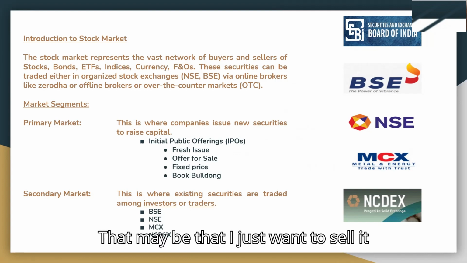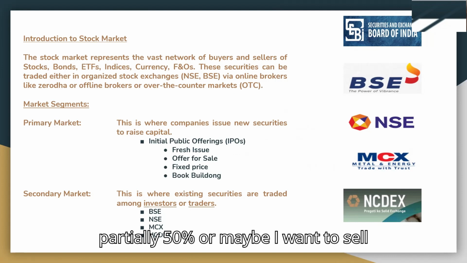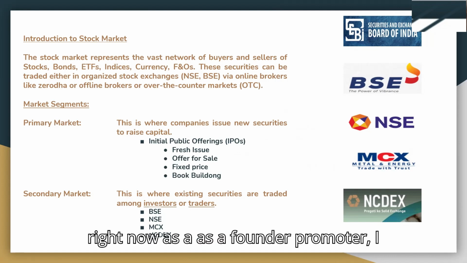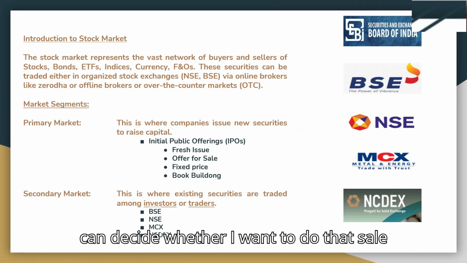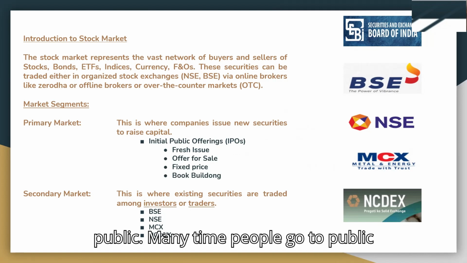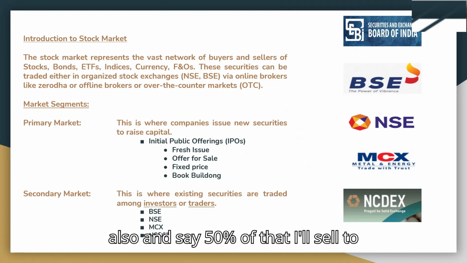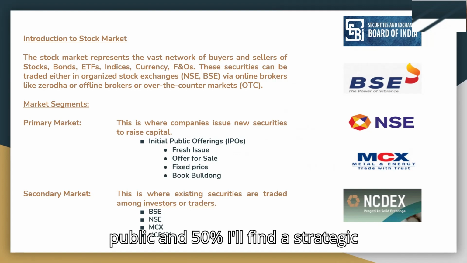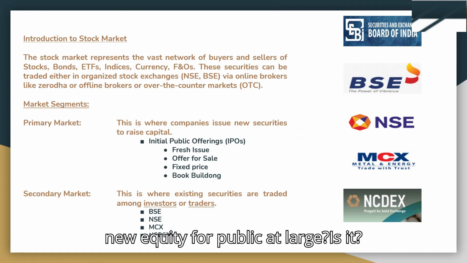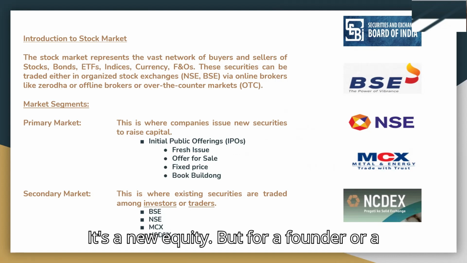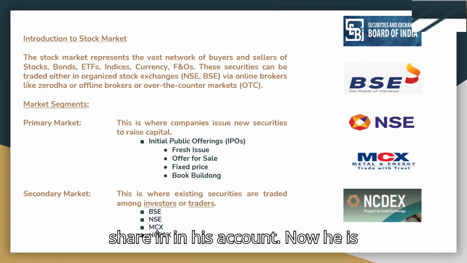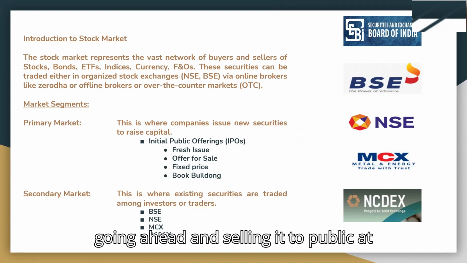I may want to sell just partially, 50%, or maybe 100%, because I want to take retirement or whatever; that is an offer for sale. As a founder promoter, I can decide whether to sell to a strategic buyer or go to the public. Many times people go to the public and say 50% I'll sell to the public and 50% I'll find a strategic buyer, but that's an offer for sale. Is it new equity for the public at large? It's new equity, but the founder or promoter was already holding that share in his account, and now he is selling it to the public at large.